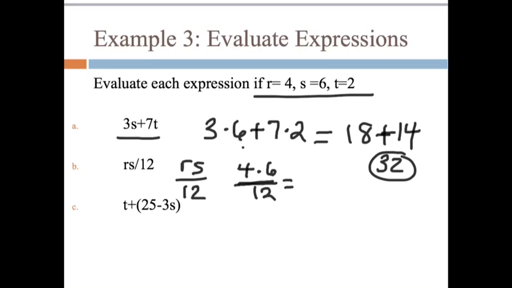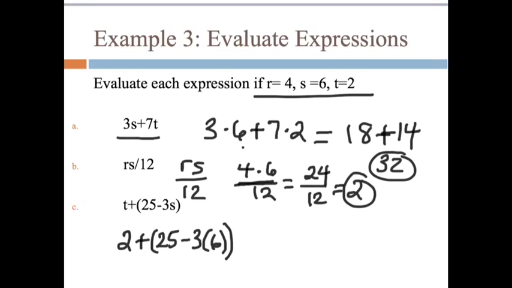Recognizing that this fraction bar is somewhat of a grouping symbol, I need to do what's at the top separately from what's at the bottom. I need to deal with the numerator before I deal with the denominator. So my numerator is 24, my denominator is 12, and I think everybody knows that this will simplify to the number 2. So my answer for part B is 2.